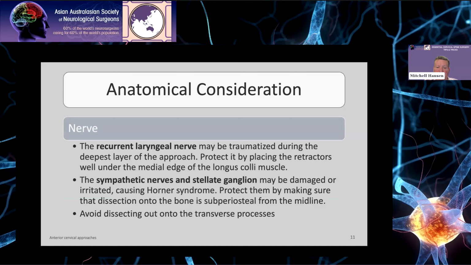The sympathetic nerves and the stellate ganglion can also be damaged or irritated at the lower level, which can cause a Horner syndrome. Once again, it's important to stay subperiosteal from the midline and certainly avoid dissecting way out to the transverse processes.